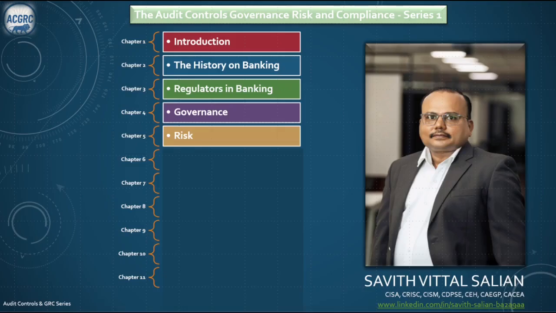So in conclusion, for this series of audit, control, governance, risk and compliance, we have covered 5 topics at this point of time. We have covered introduction, the history of banking, regulators in banking, governance and risk. We have 6 more chapters in this series.